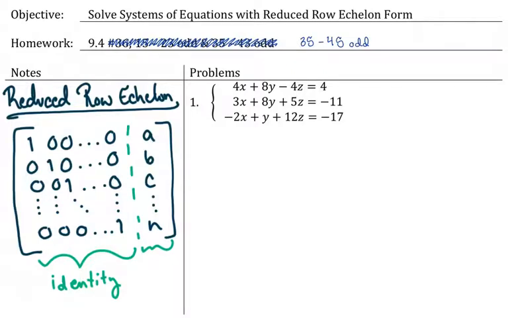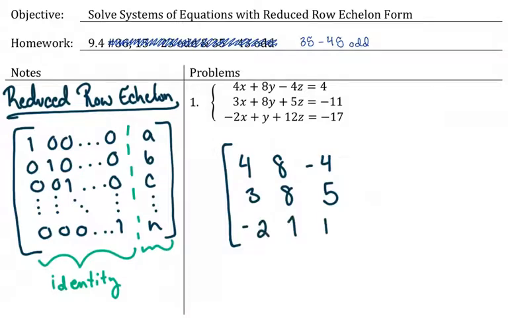So, just like before, we're going to start by putting our coefficients into a matrix. So we're going to start with 4, 8, -4, 3, 8, +5, -2, 1, and 12. So just as before, these are the coefficients for our x terms, our y terms, and our z terms, all in order with our negatives.